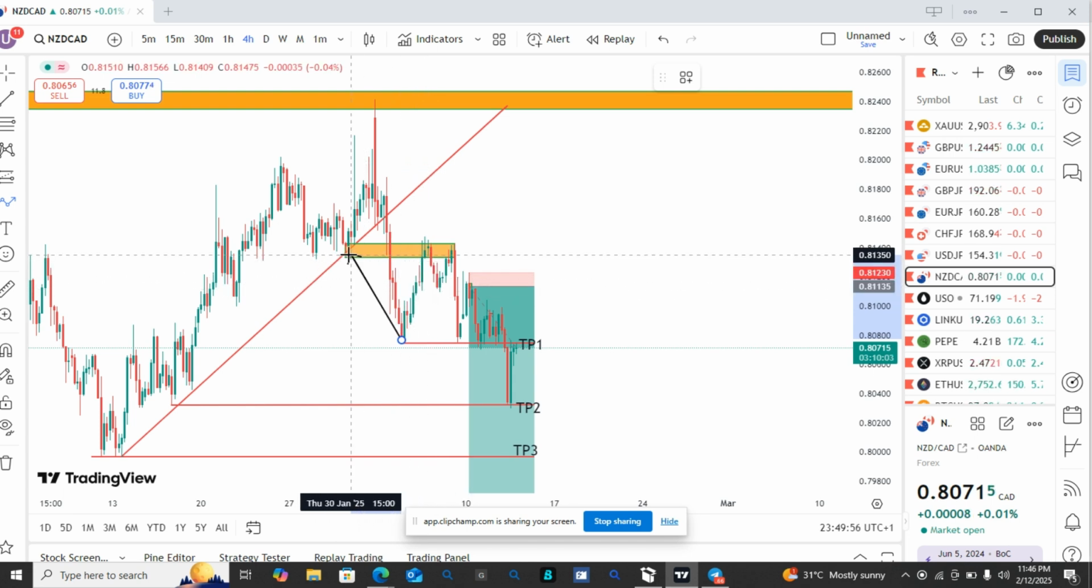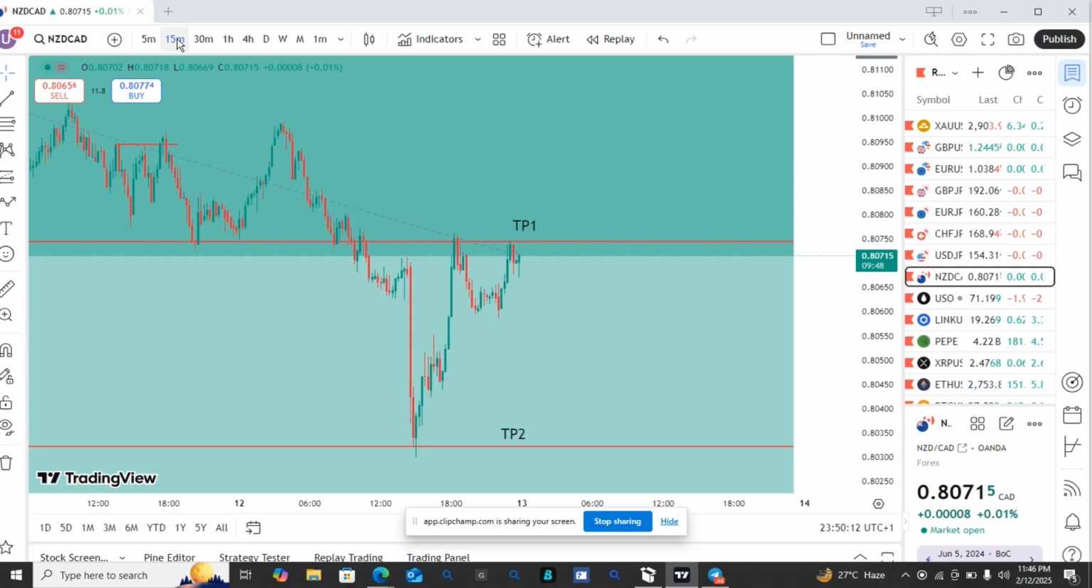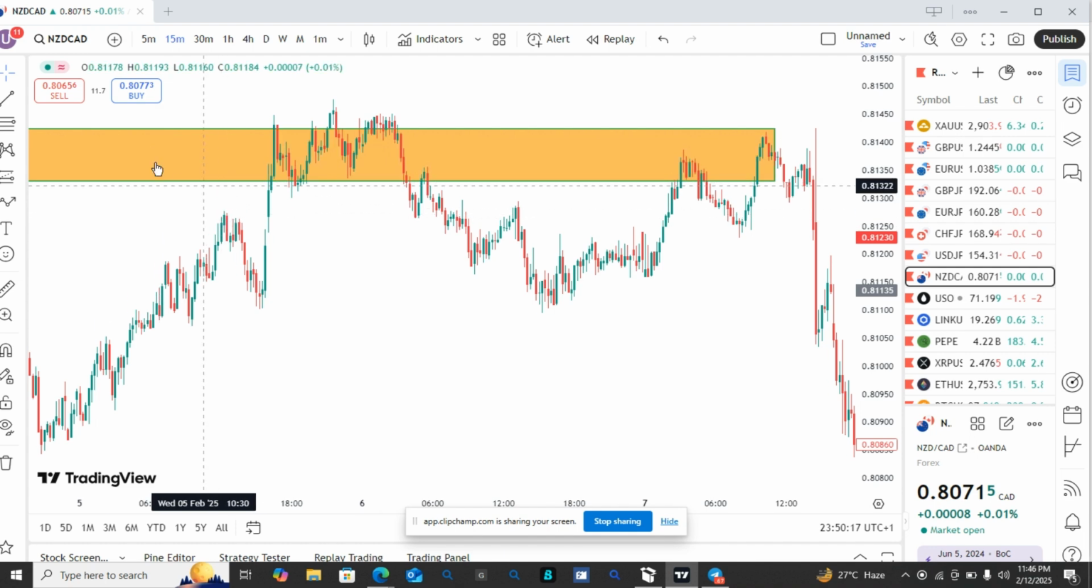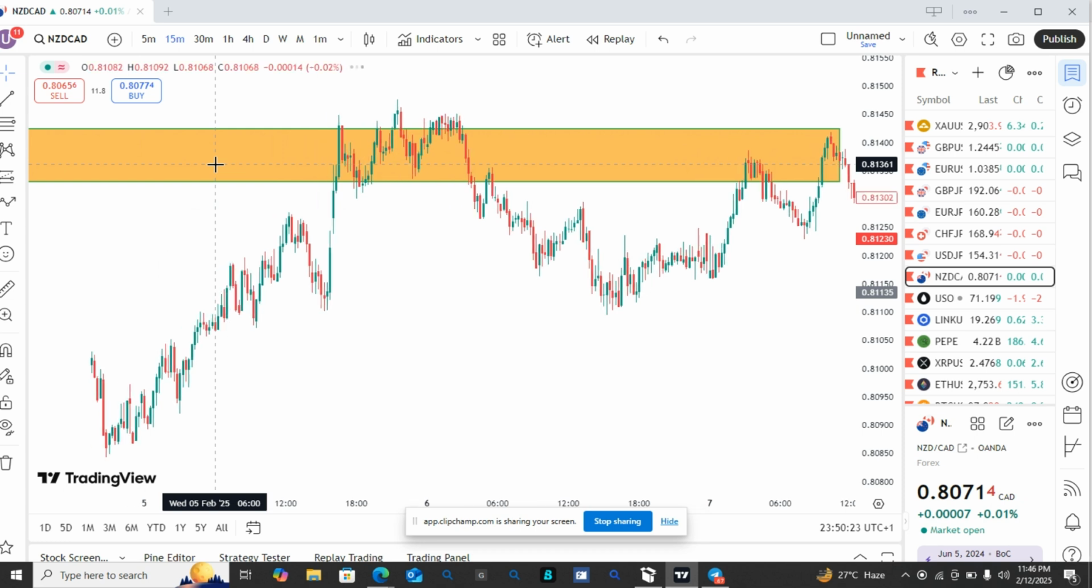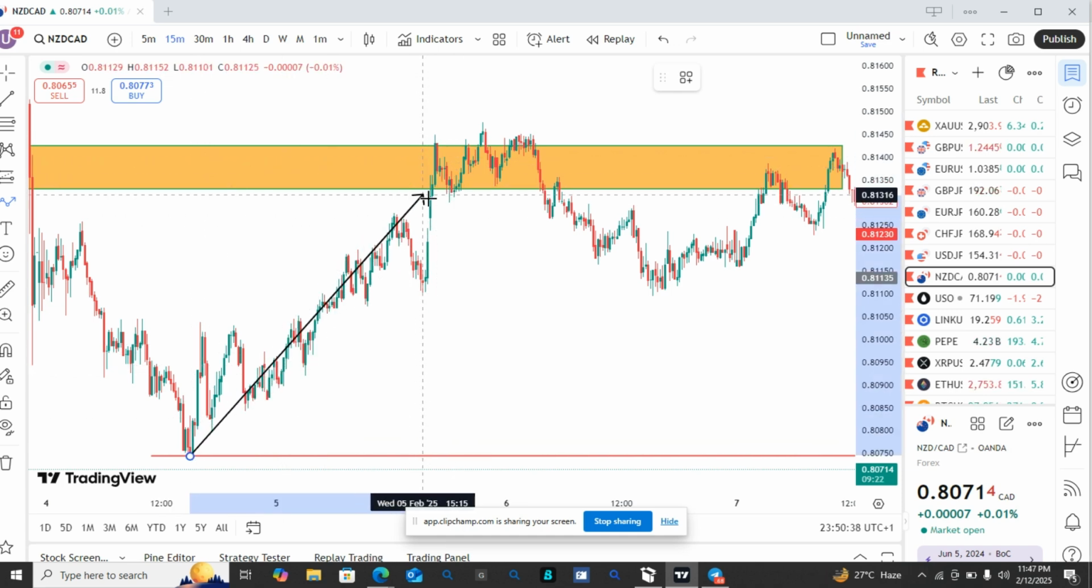After highlighting this point of interest, this breaker block on the 4-hour time frame, I moved down to the 15 minutes time frame. Let me show you what happened. This is the 15 minutes time frame, and this is the point of interest that I highlighted on the 4-hour time frame. Starting from this zone, from here to here was the retracement we saw on the 4-hour time frame.